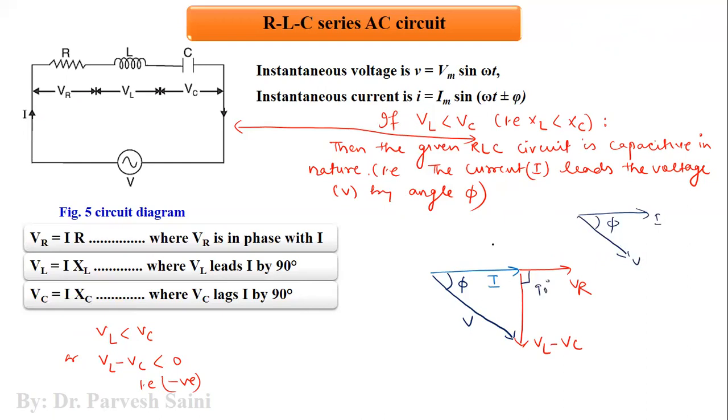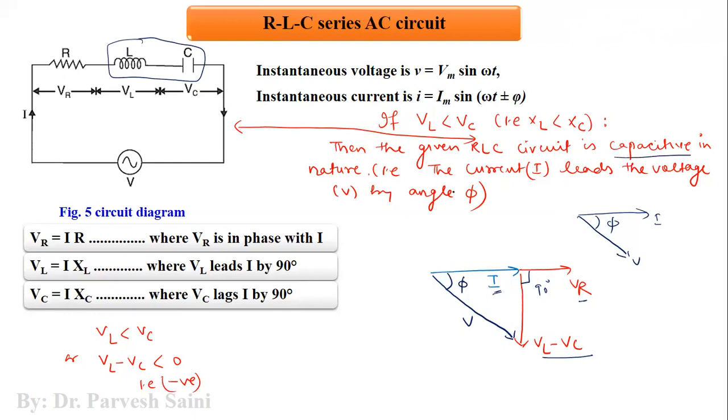So we have all the phasors here. We can see that current I and VR are in the same phase. VL minus VC means the net voltage across these two components is lagging the current by 90 degrees when your given circuit is acting as a capacitive circuit.